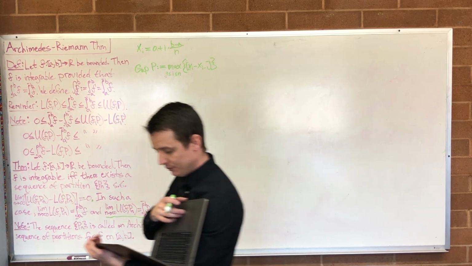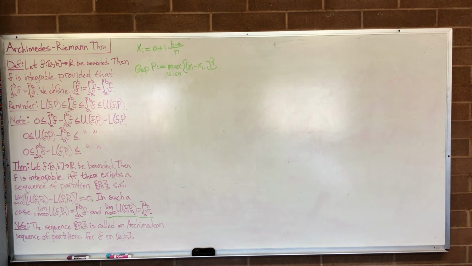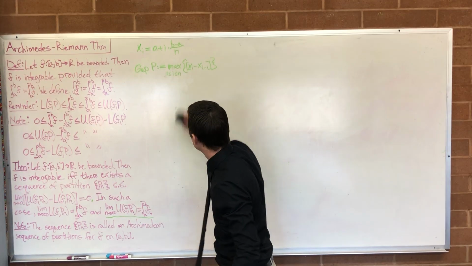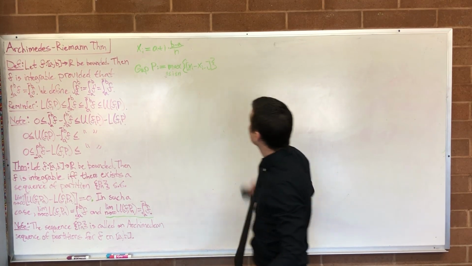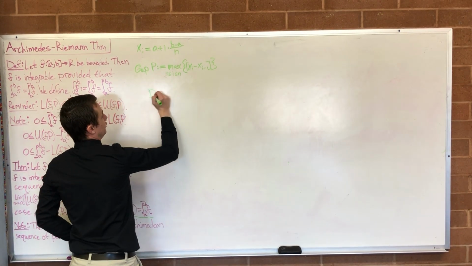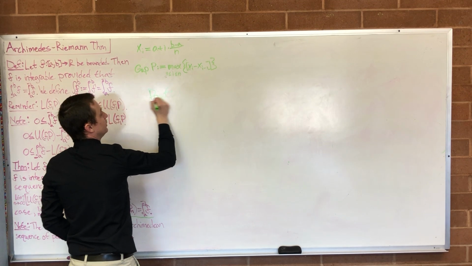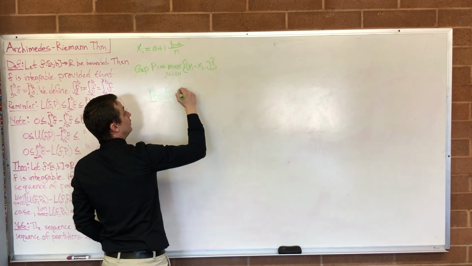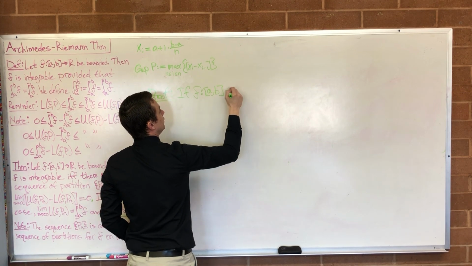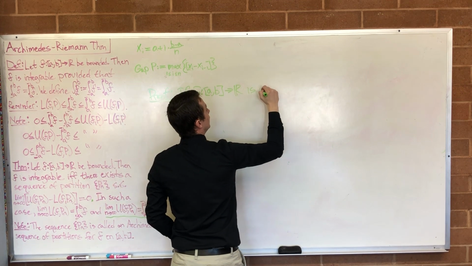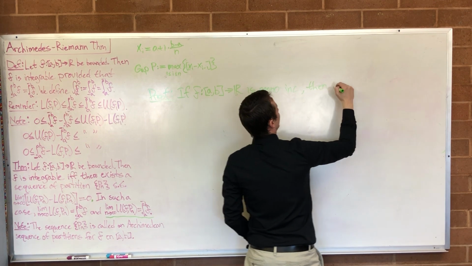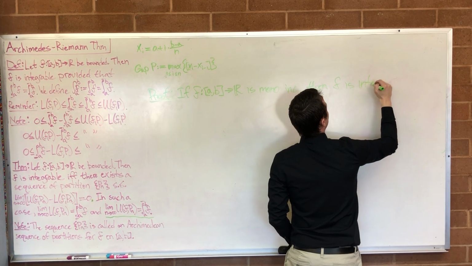So that's the gap. Now I think we're ready to show that all monotonically increasing functions are integrable when defined on a closed interval a to b. Okay, so proof, this is just an example problem, but it's one that's worth doing. Proof: if f from [a, b] to R is monotonically increasing, then f is integrable.